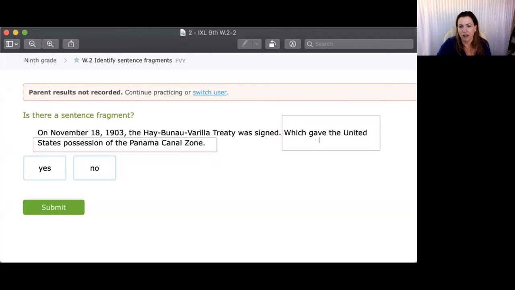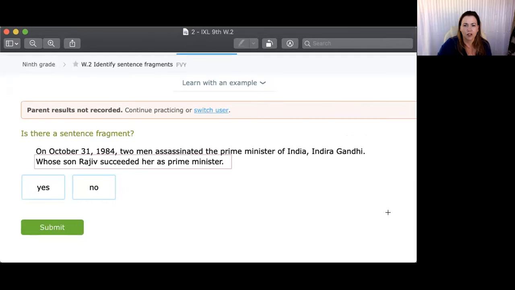Okay, so we would just go ahead and click that and then click yes, and then you would get your instant feedback. Okay, this next one is exactly the same thing. You're looking for a sentence fragment. So you first read: On October 31st, 1984, 2 men assassinated the Prime Minister of India, Indira Gandhi. Do we have a subject and a verb here? We do. That's a complete thought.